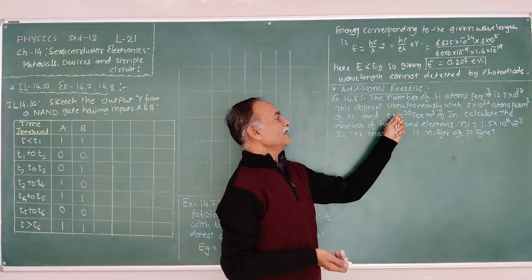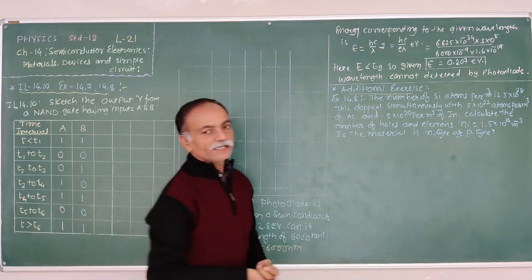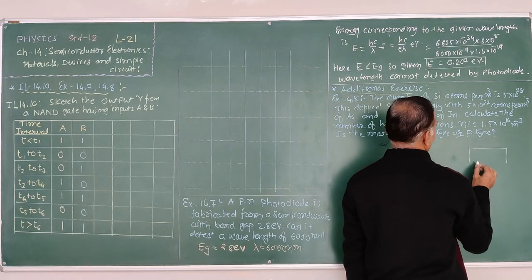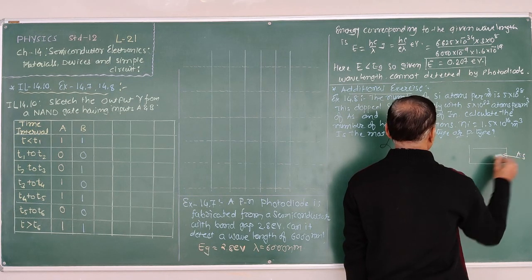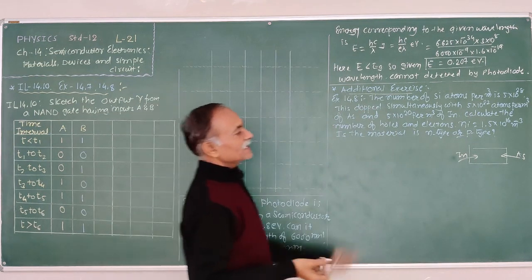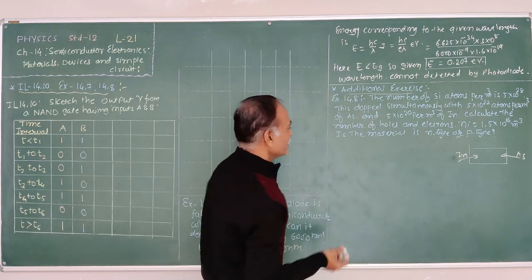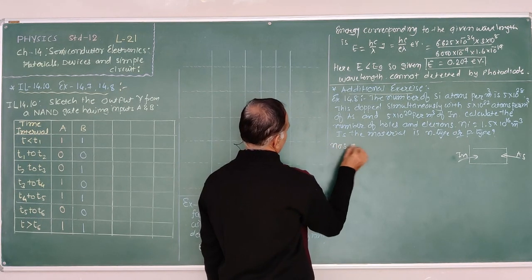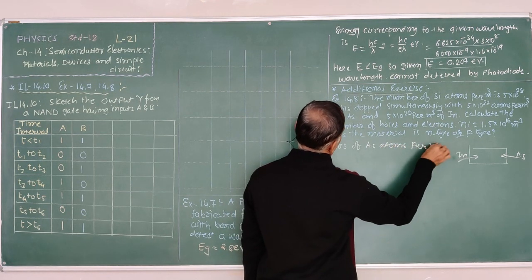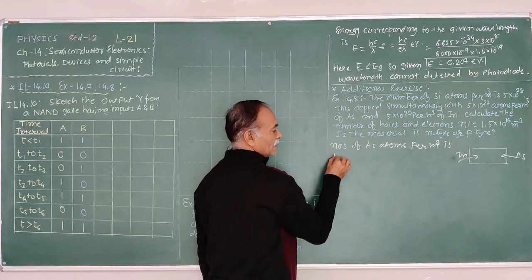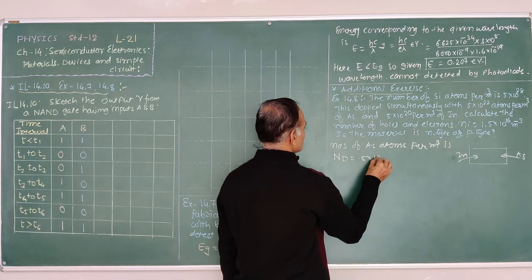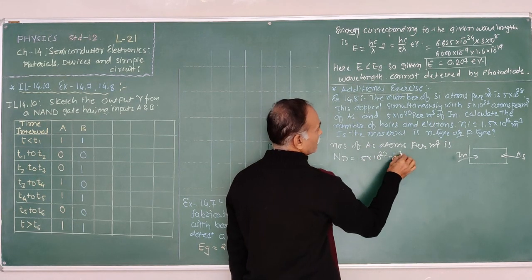And also 5 into 10 raised to 20 per meter cube of indium. That means in one semiconductor, silicon, at one end arsenic atoms are added, at the other end indium is added. Here the proportions are given. Therefore, the number of arsenic atoms per meter cube, arsenic being the donor impurity atom, is Nd equal to 5 into 10 raised to 22 per meter cube.